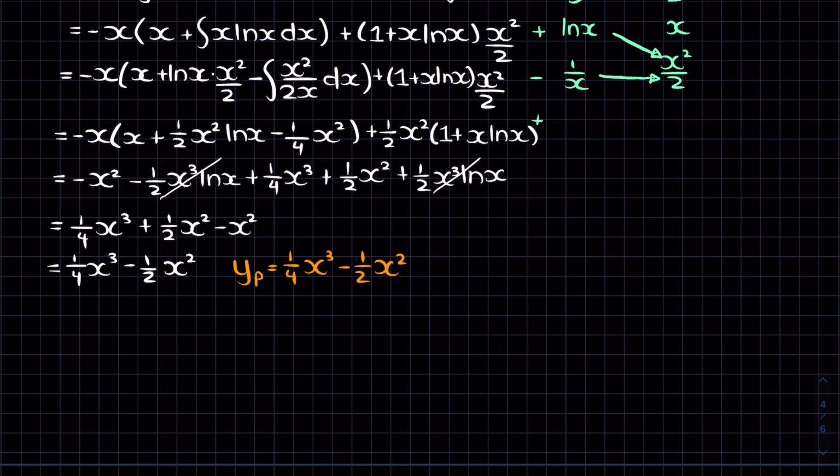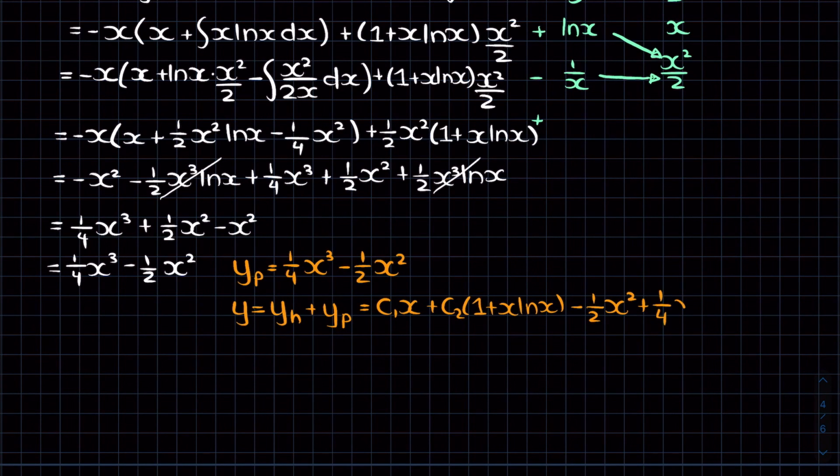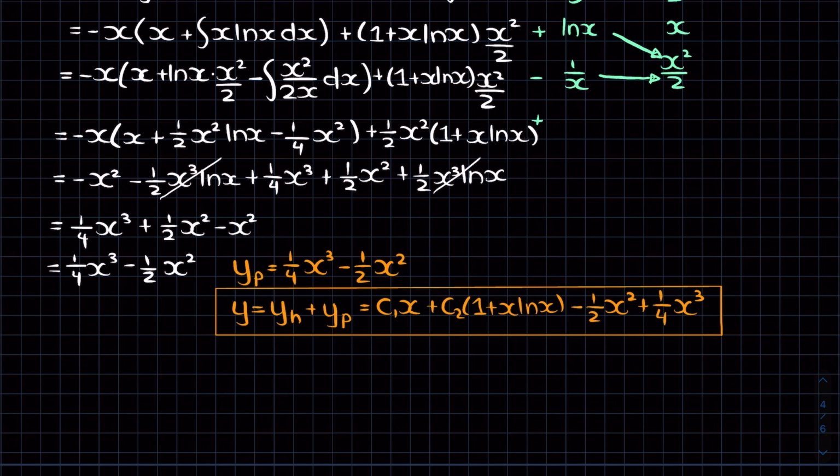Using our solutions to the homogeneous equation, y1 and y2, we can write the general solution y equals c1 of x plus c2 times 1 plus x ln of x minus a half x squared plus 1 over 4 x to the 3 for some constants c1 and c2.